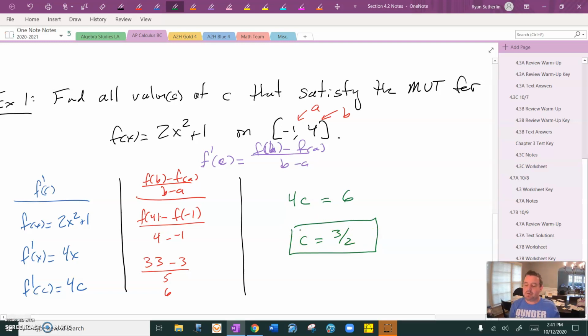Now, if you didn't use c, if you just did f prime of x equals 6, so 4x equals 6 and x equals 3/2, they're not going to mark it wrong. It's just the idea that you want to have a different variable to represent a value on the domain, so that's why they're using c. So that's how you apply the mean value theorem. Pretty straightforward.